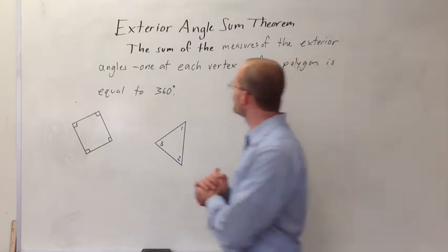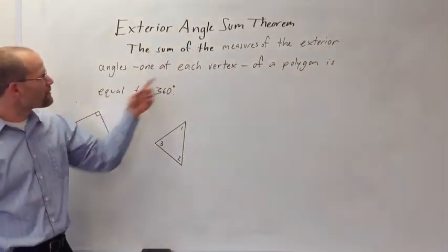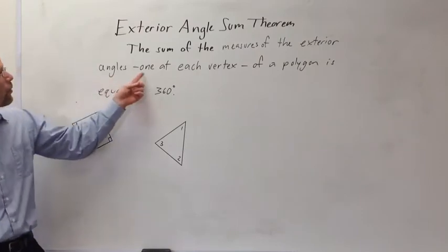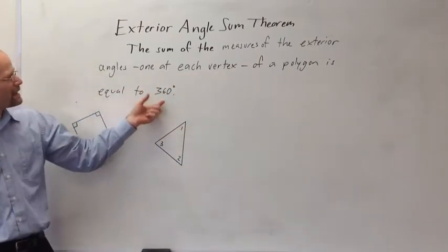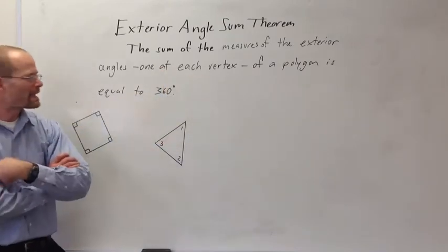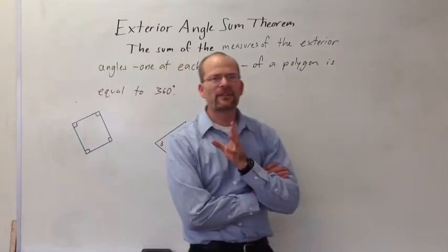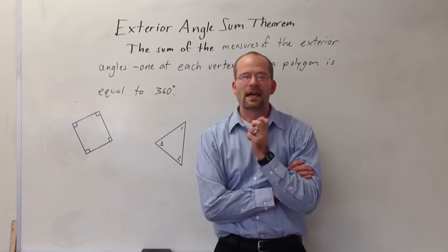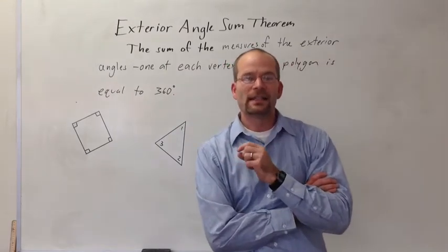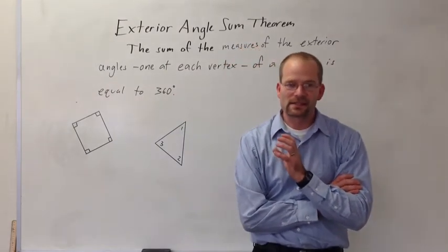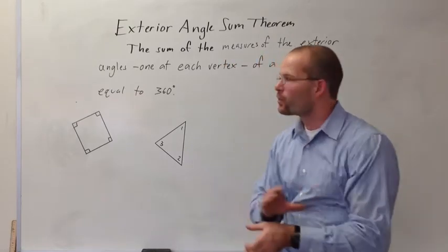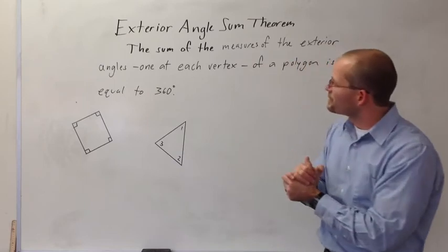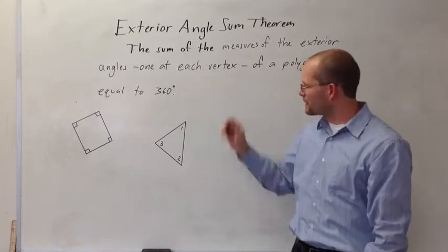Let's take a look at this rule. Exterior angle sum theorem says the sum of the measures of the exterior angles, one at each vertex of a polygon, is equal to 360. This little piece in here, why is that in there? Remember, every vertex of every polygon has two exterior angles, and the exterior angles are always congruent. That is, the two exterior angles located at a single vertex are congruent. So when we talk about the exterior angle sum theorem, we only talk about one at each vertex.